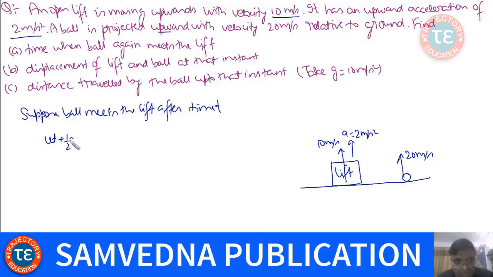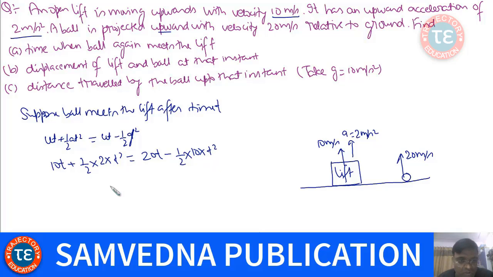So height of lift is going to be what? ut plus half at square, and height of ball is going to be ut minus half gt square. a is the acceleration of lift, and since the ball is under free fall, the acceleration should be minus g. So u is 10 and a is 2 into t square, right? And here u is 20, minus half into 10 into t square.